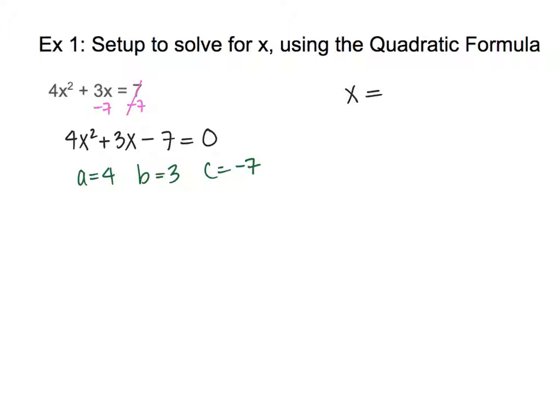X equals negative b plus or minus the square root b squared minus 4ac all over 2a. So let me sing that a little bit faster. X equals negative b plus or minus the square root b squared minus 4ac all over 2a.